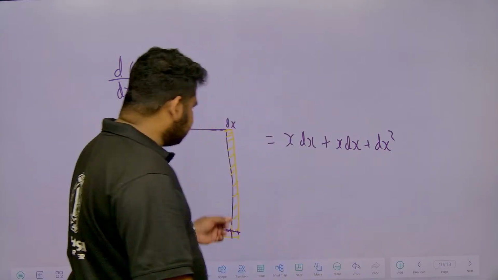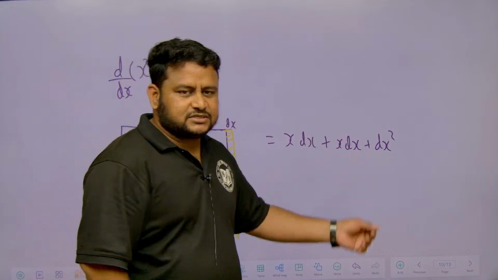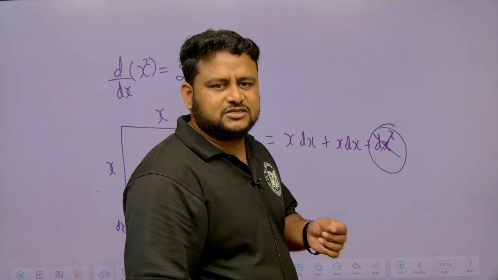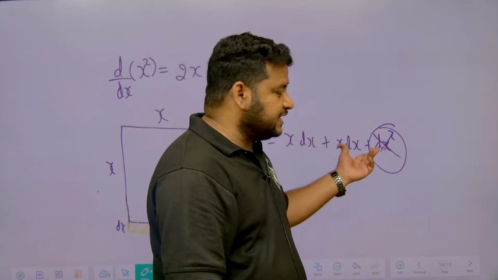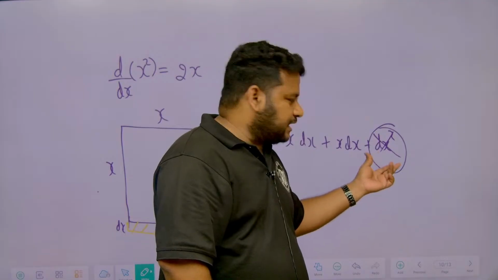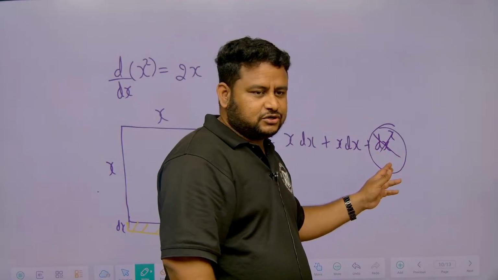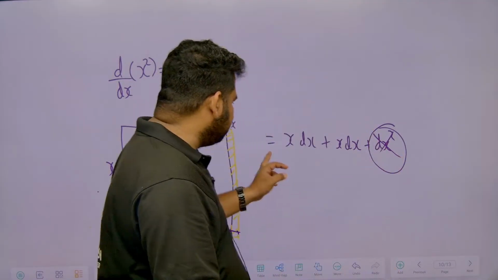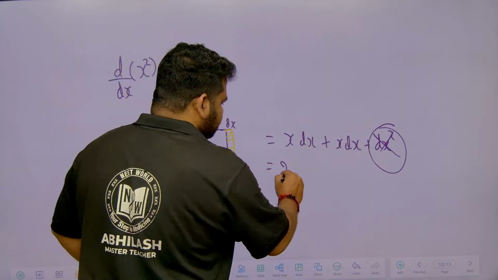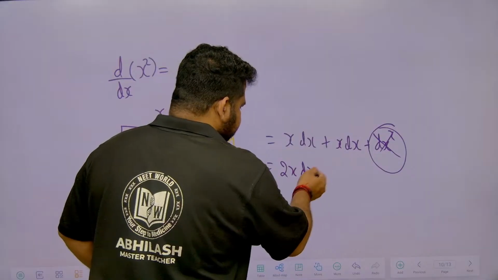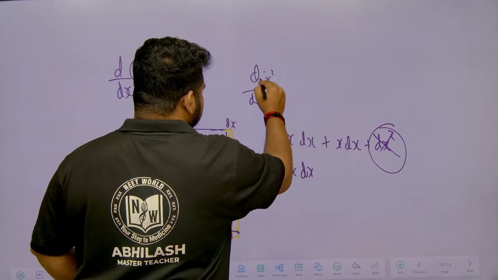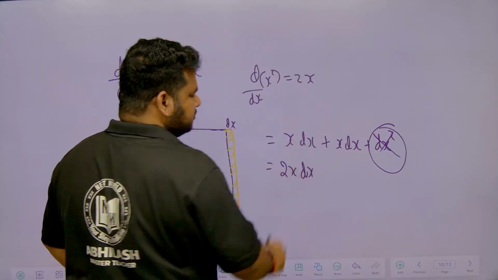This dx is so small that dx square is negligible. You will remove this. If dx itself is 0.001, dx square becomes so many times smaller, almost equivalent to 0. So you will ignore this. So x dx plus x dx, what you will get is 2x dx. The dx will come down, and d by dx of x square is nothing but equal to 2x.